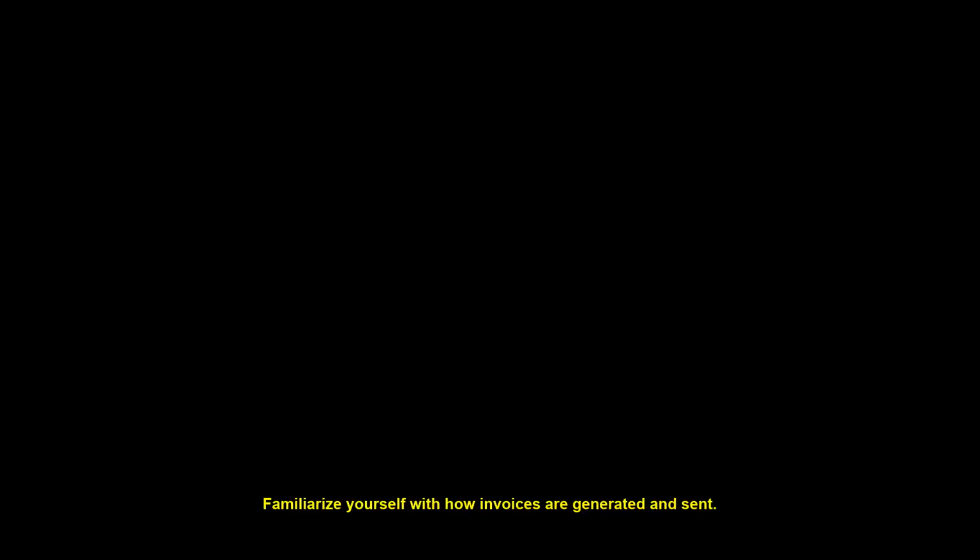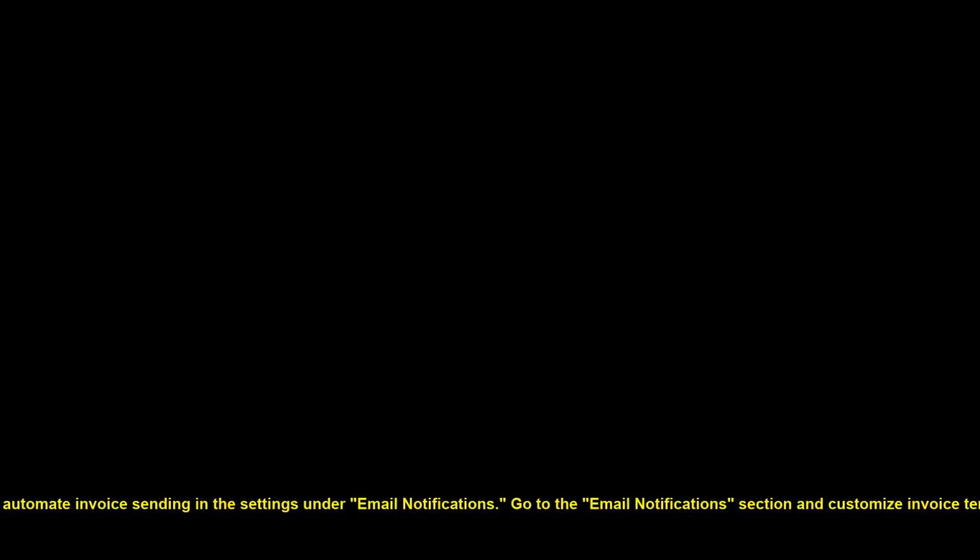Familiarize yourself with how invoices are generated and sent. You can automate invoice sending in the settings under Email Notifications. Go to the Email Notifications section and customize the invoice. Make sure to enable automatic email notifications for new invoices. Once configured, you'll find that Chargebee can handle recurring billing by itself.